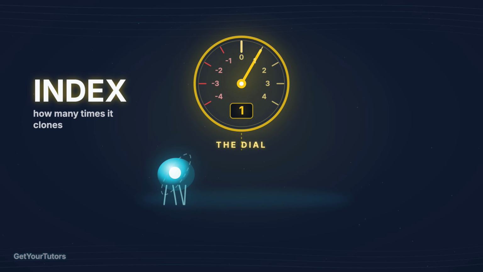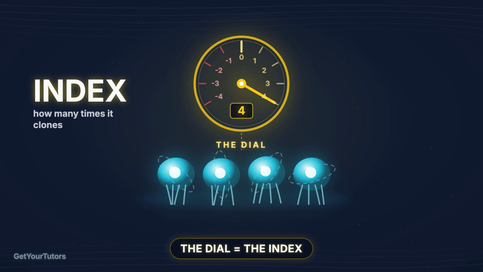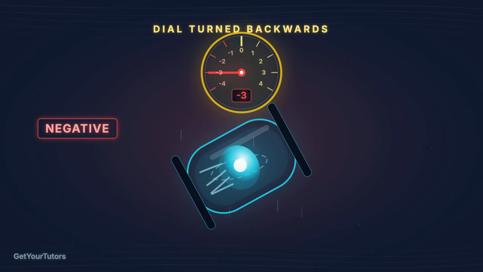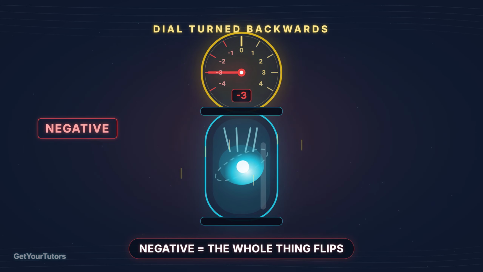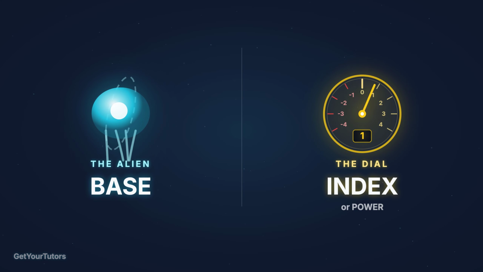Above the machine is a giant mechanical dial. This dial controls exactly how many times the alien base will multiply and clone itself. If the dial is turned backwards into negative numbers, the anti-gravity chamber activates. It flips the entire cloning process completely upside down. In mathematics, the alien is your base number, like the number 7. The mechanical dial is your index, or your mathematical power.